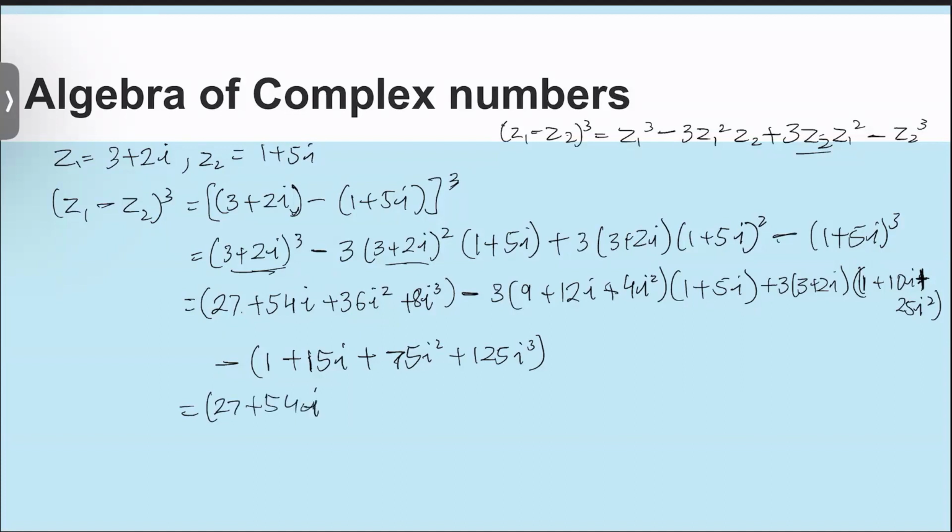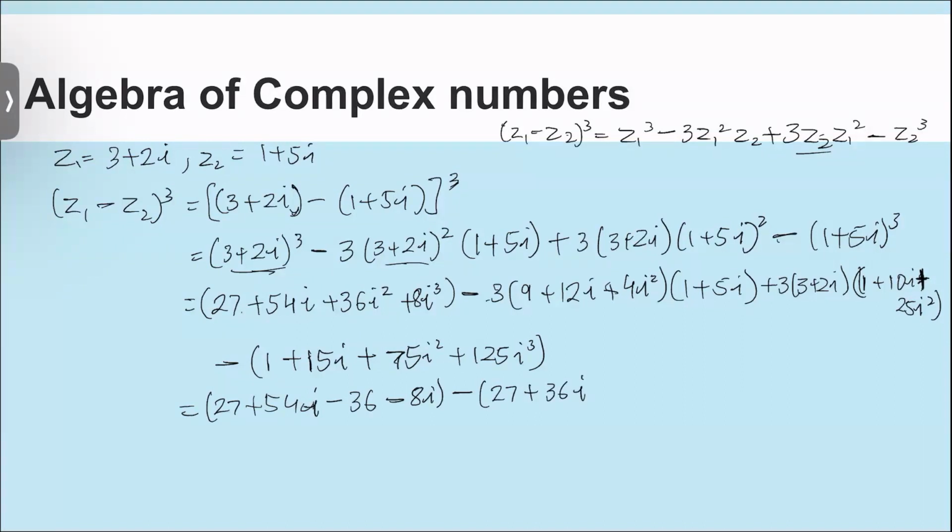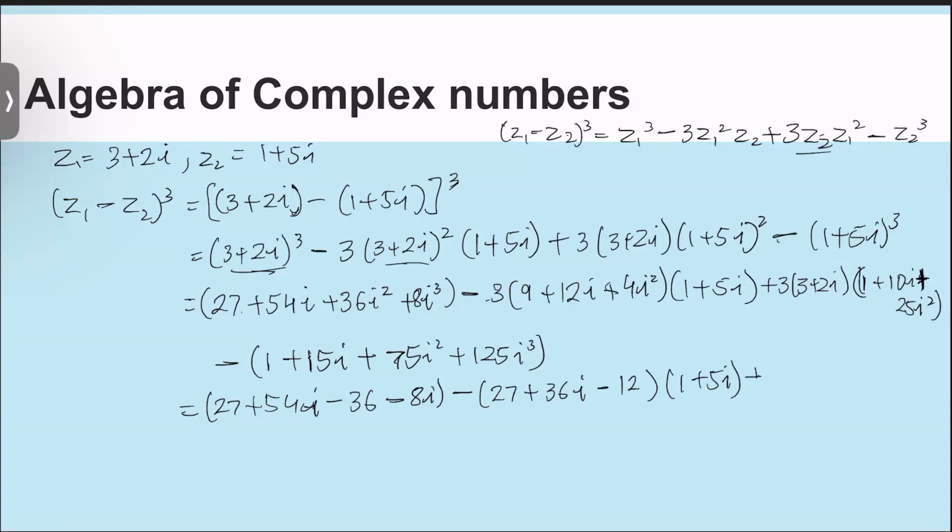27 plus 54i. Okay, and this becomes minus 36. This becomes minus 8i. Minus, you can multiply the first bracket with 3. So you have 27 plus 36i, and you have say plus. Now, if you directly write it by substituting i squared equals minus 1, this will be minus 12. Okay, and 1 plus 5i, and then you have 3 plus 2i. You multiply the bigger bracket with 3, so what you get is 3 plus 30i. Okay, and plus 75i square. And this is minus 1 plus 15i.